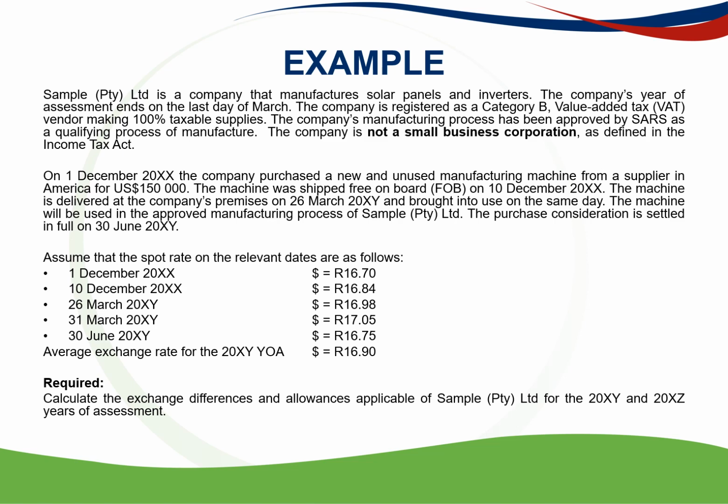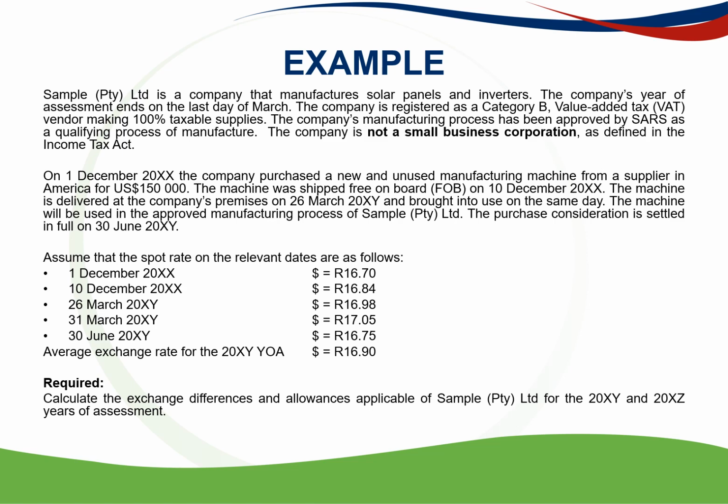Assume that the spot rates on the relevant dates are as follows. We've got 1 December 20XX, R16.70; 10 December 20XX, R16.84; 26 March 20XY, R16.98; 31 March 20XY, R17.05; 30 June 20XY, R16.75; and the average exchange rate for the 20XY year of assessment is R16.90.